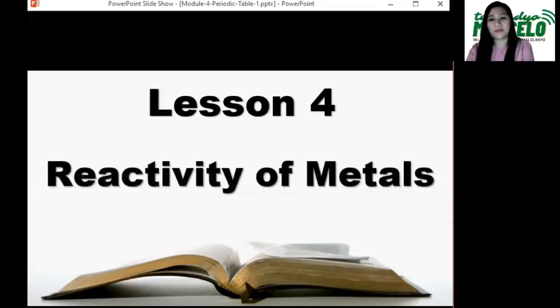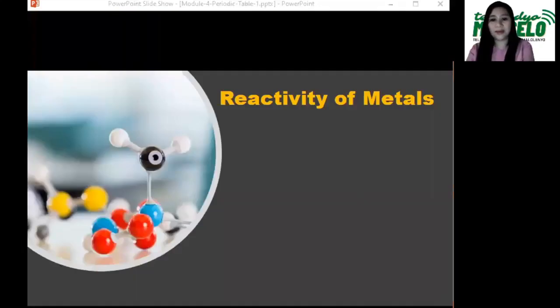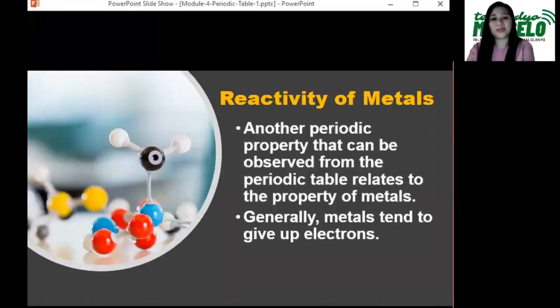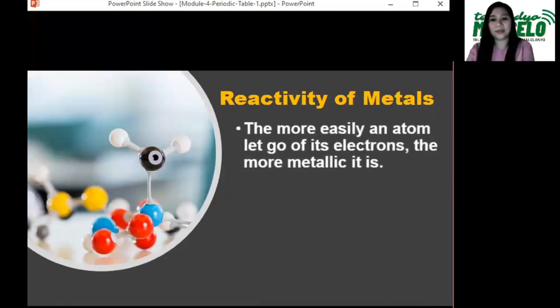What is the reactivity of metals? Reactivity of metal is another periodic property that can be observed from the periodic table and relates to the property of metals. Generally, metals tend to give up electrons. The more easily an atom lets go of its electrons, the more metallic it is. This tendency varies with different metals, increasing as you go down a group of representative elements and decreasing from left to right.